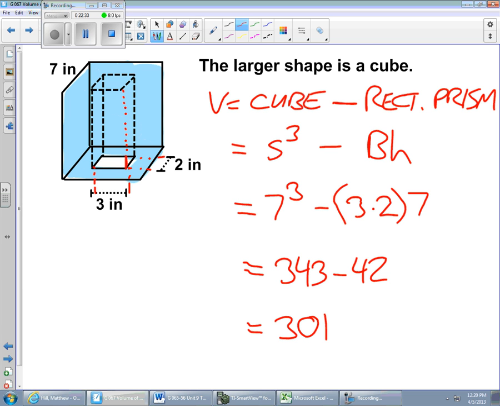301 what? Cubic inches. Okay, cube minus prism. There we go. It can seem a little challenging at first, but hopefully you're seeing it. It's not all that difficult sometimes. Okay, it's just a matter of working through the formulas over and over again. Let's look at the next one.